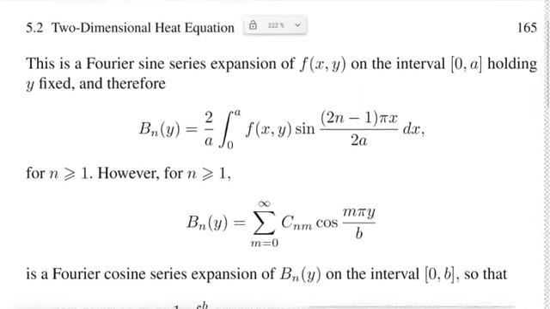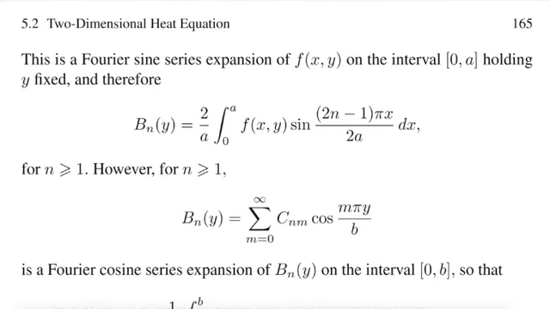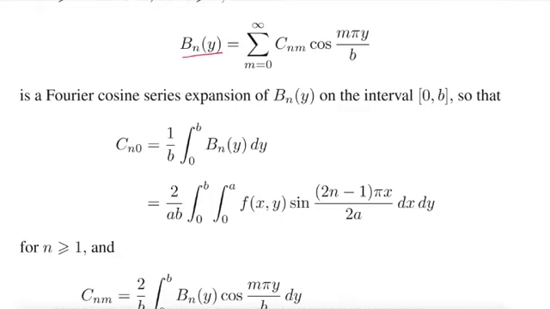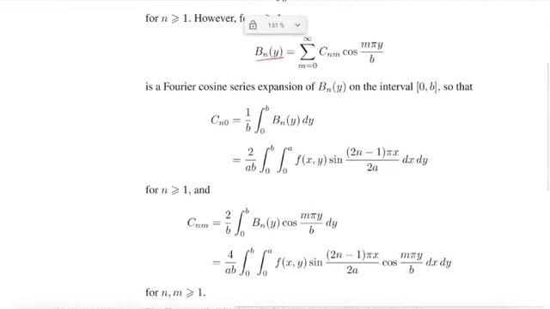We know the coefficients of a Fourier sine series can be computed exactly as written here. So the f is integrated with the sine of (2n minus 1) pi x divided by 2a, times 2 over a, and that will be the coefficient b_n. Okay, but earlier we defined b_n to be the sum. So now we can also compute the c_nm, because this is a standard cosine series. It's a cosine series of b_n of y.